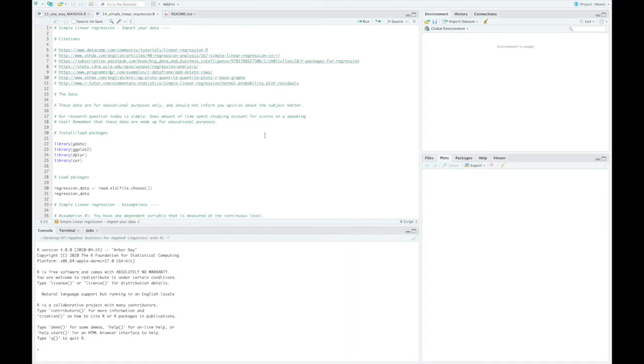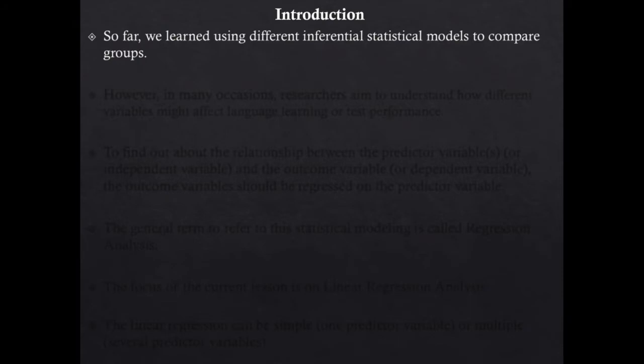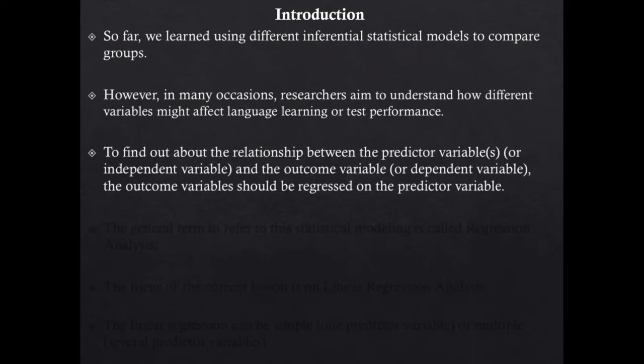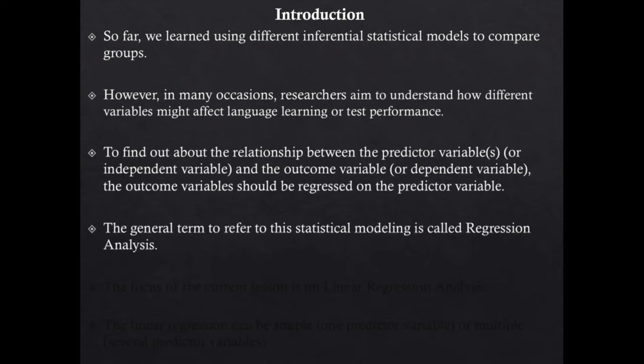Before we get into our data, let's learn a little bit about simple linear regression and regression in general. So far, we learned using different inferential statistical models to compare groups. However, in many occasions, researchers aim to understand how different variables might affect language learning or test performance. To find out about the relationship between the predictor variables, or the independent variable, and the outcome variable, or the dependent variable, the outcome variables should be regressed on the predictor variable. The general term to refer to this statistical modeling is called regression analysis.